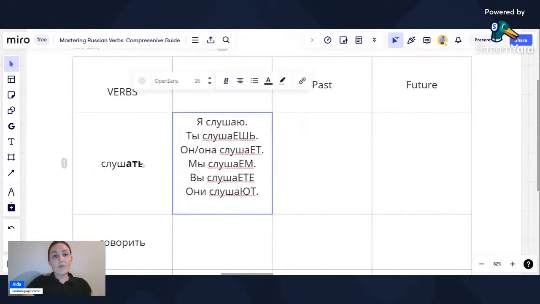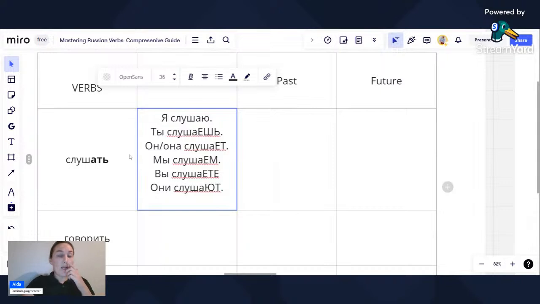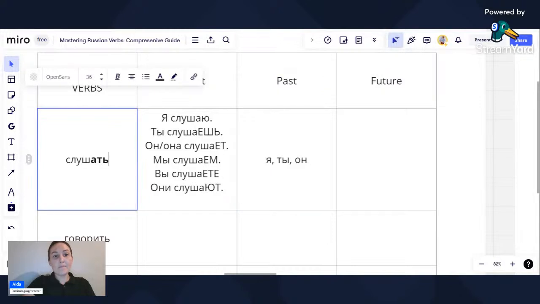How to put this verb слушать into the past tense? Let's have a look. In the past tense we have just three forms. Four, but actually the form оно is not very common. Я, ты, он, it's the male form. To form past tense, we need to cut ть, and we have this part, слуша.